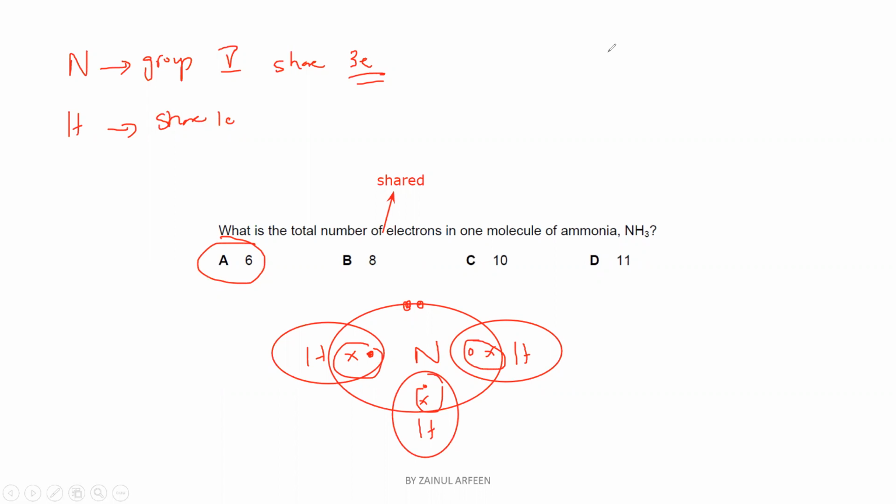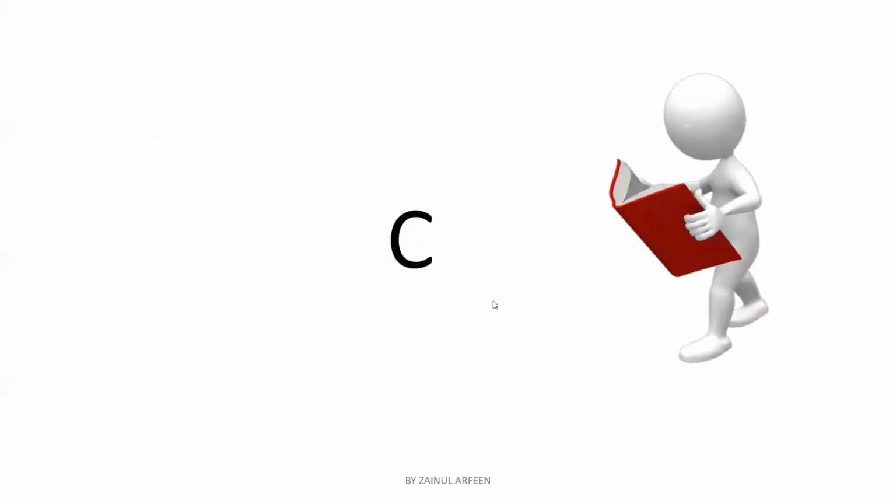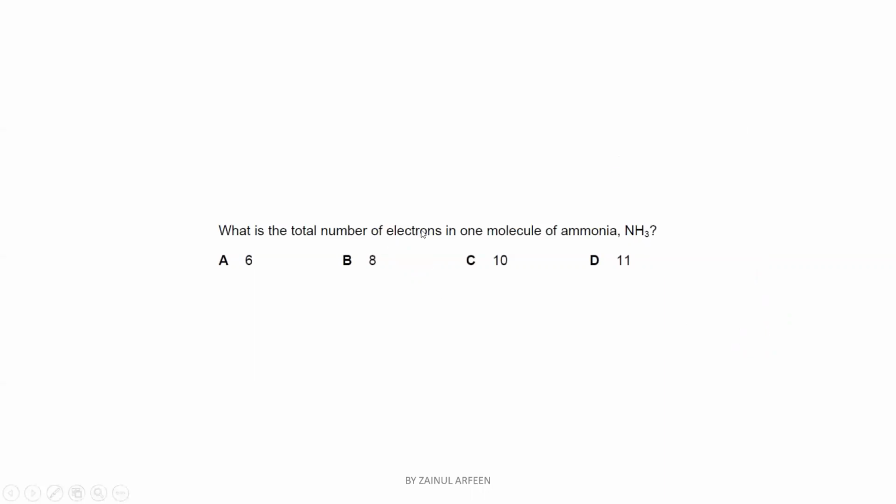But in the question, they did not ask that, because the question can change. In the question, they ask for total number. So for total number, we know how many electrons are there in nitrogen and how many electrons are there in hydrogen. So we can work out the total number as well. So your option can change according to how they are asking the question. According to the full question, total number of electrons, 10 or C will be the right answer.